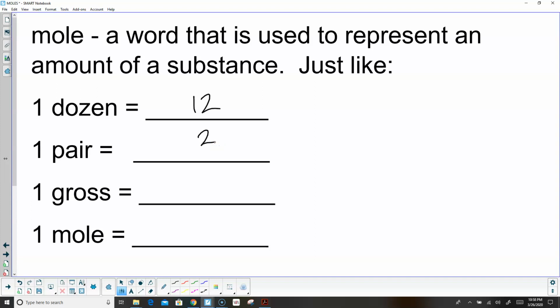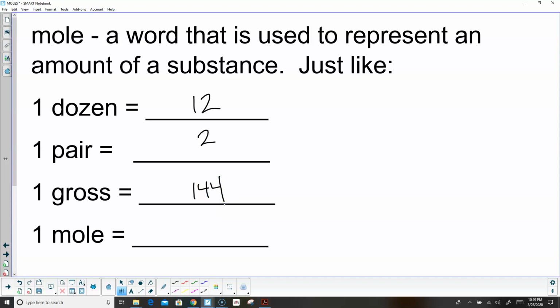I've got a pair of shoes, I've got two shoes. Got a pair of pants. That's only one. Well, maybe it's the two legs. Yeah, that doesn't work though either because then you'd have a pair of shirt because it's got two arms. I don't know. Pairs two. Okay, a gross. I don't know if you know what a gross is. A gross is a dozen dozen, or 144.